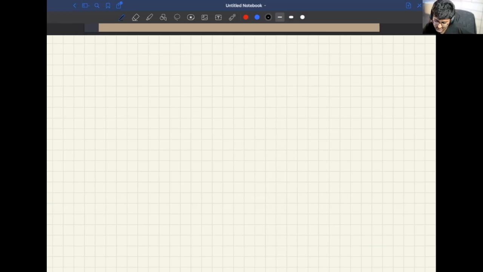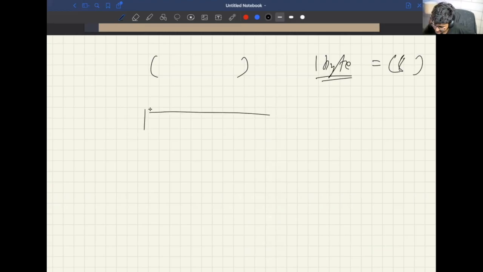If I have a binary representation of a number, let's say I'm storing my number in 1 byte, okay, in the memory size of 1 byte. How many bits is 1 byte? Anyone? 8 bits. Cool. Let's create an 8-bit box.